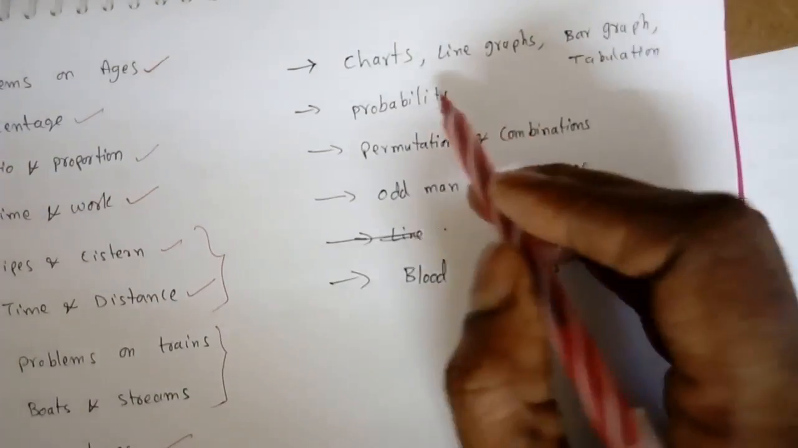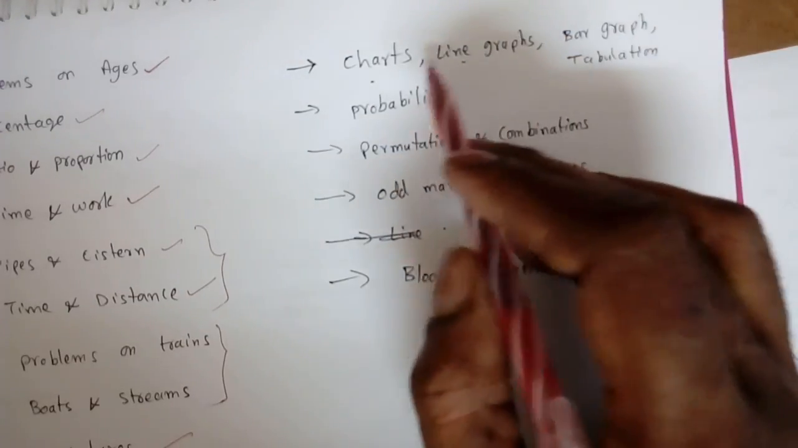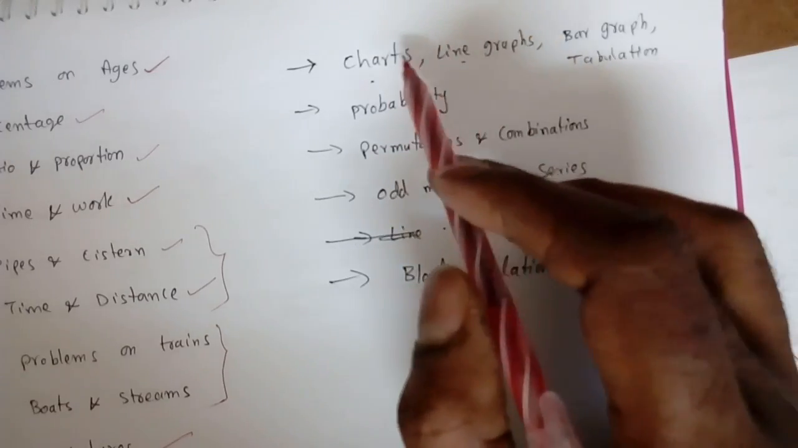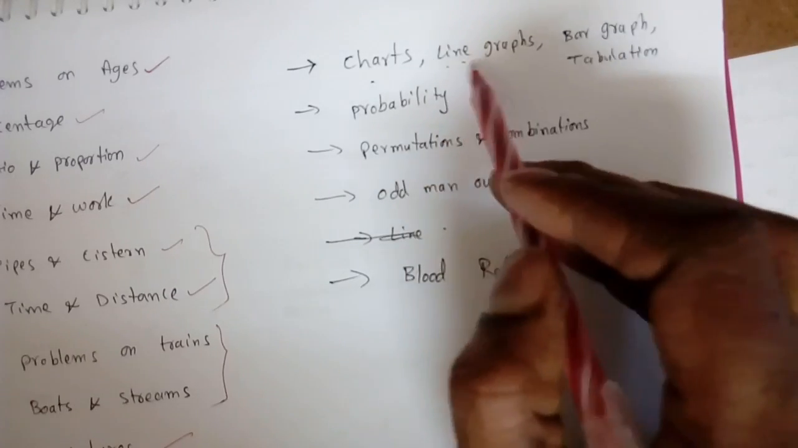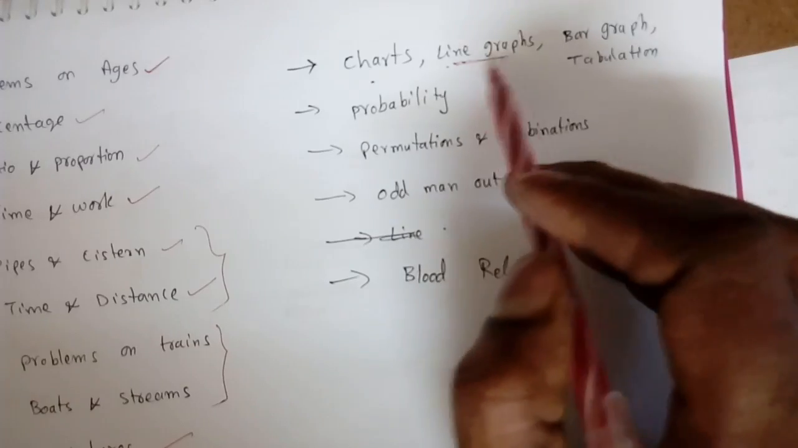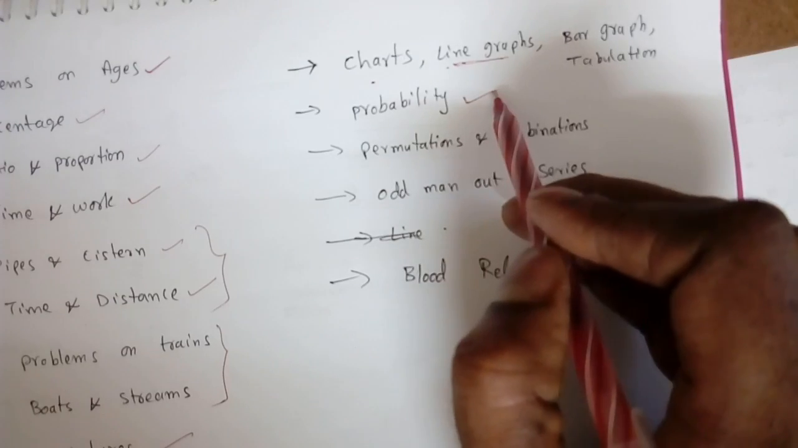Next one, frequently we'll get charts, line graphs, bar graphs, tabulation, right? Some chart is given. From the chart, we have to find the percentage or the average. Line graphs, right? So some distance we need to find. Next one is probability. It's a very important concept, right?